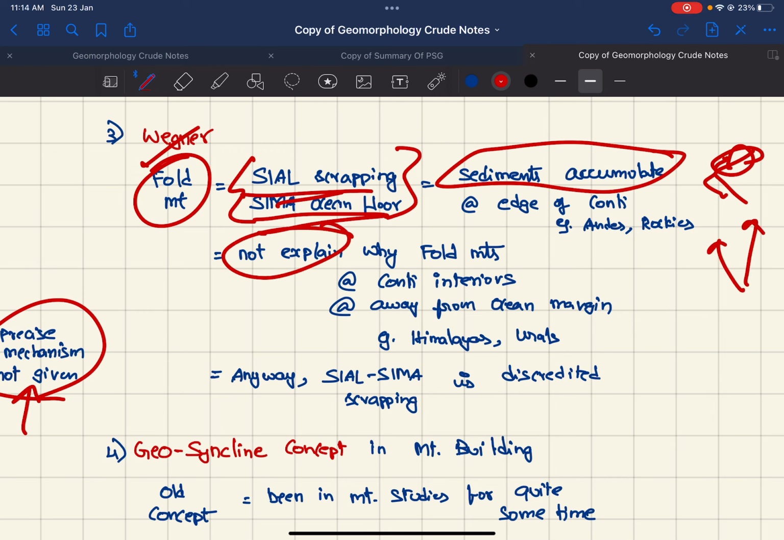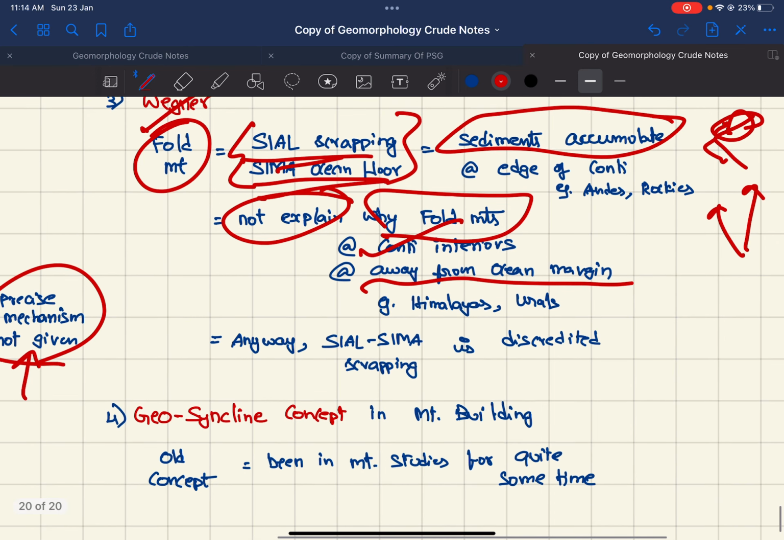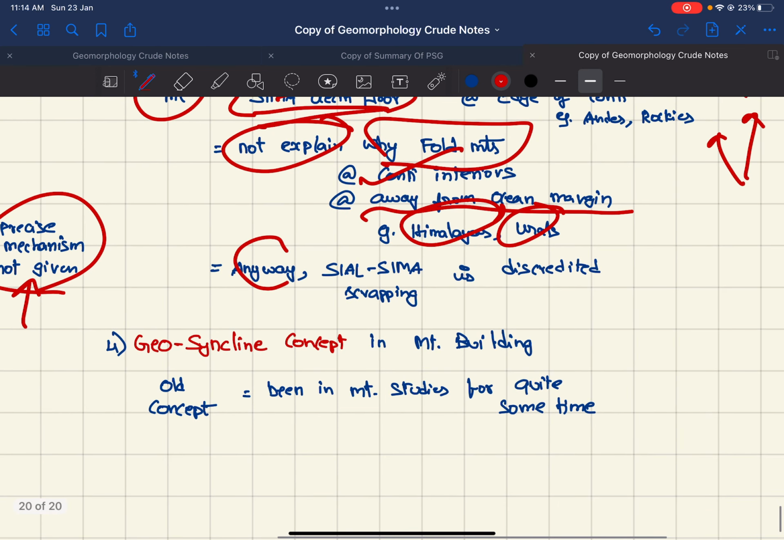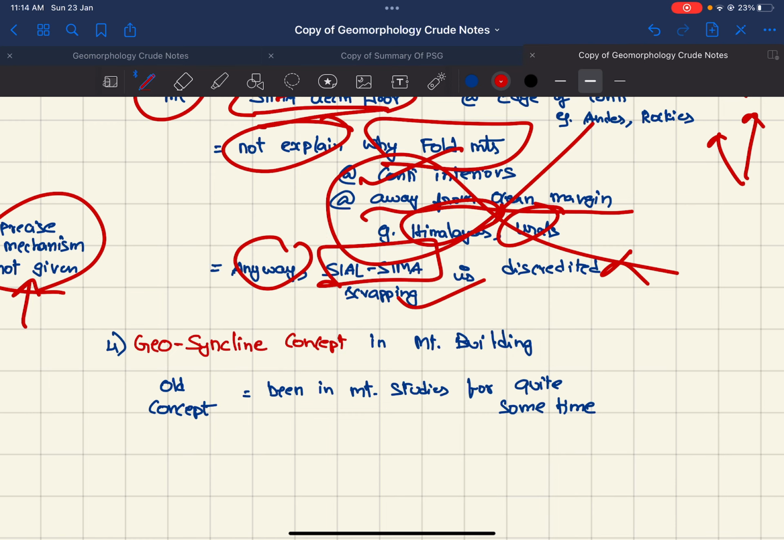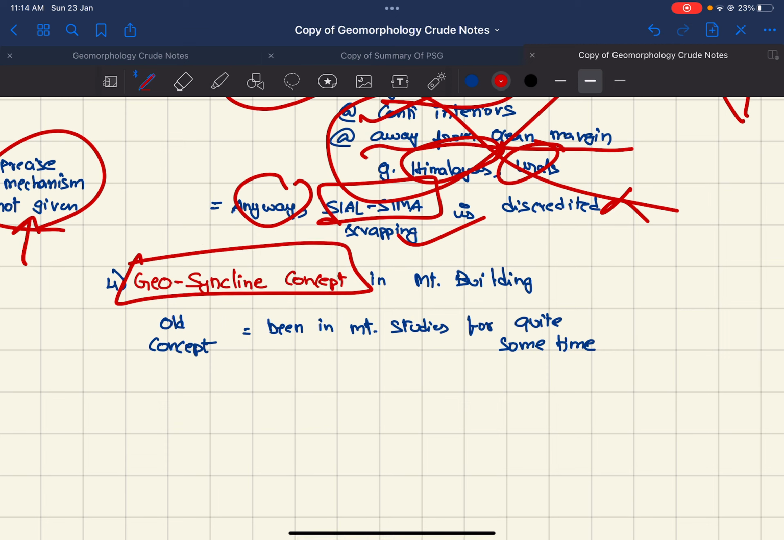But this does not explain why the fold mountains are in the continent interiors away from the ocean margin. Examples are the Himalayas and Urals. Anyway, this theory is discredited. Therefore, this entire Wegener theory is wrong. Now, coming to the geosyncline concept in mountain building, this is one of the very old concepts. It has been used in mountain studies for quite some time.